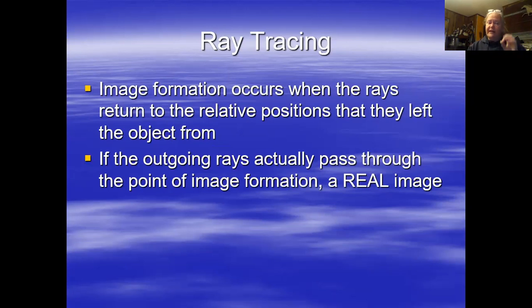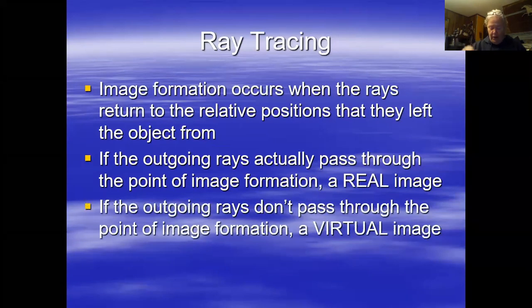If they really do this and the light rays actually cross again to form the image, then we say that's a real image. That's an image that has all the information that the light's carrying. It can be transferred onto film, it can be captured in a CCD, it can be projected on a screen. So that light information is carried in that image. So that's a real image.